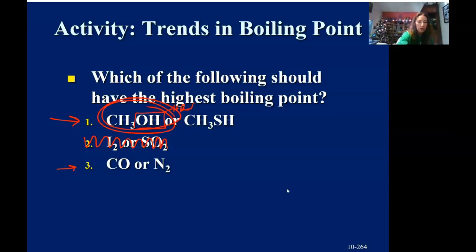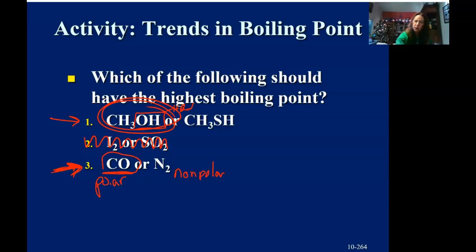Let's do number 3. Who do you think is going to have a higher boiling point, CO or N2? Remember, highest boiling point means hardest to take apart. Seeing a few. Yeah, CO, because this one's polar and this one's nonpolar.